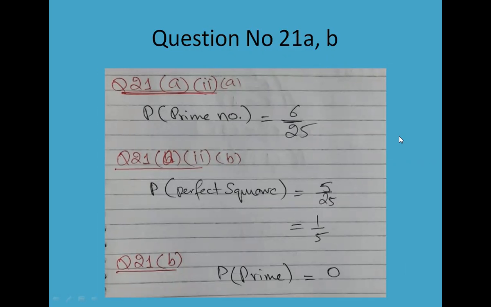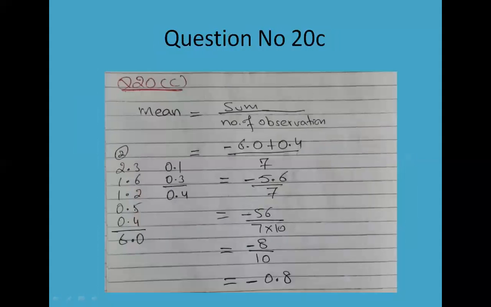So there will be 5 perfect squares. So you will have 5 by 25, and that will be 1 by 5. Then he says, that's I think in the question.